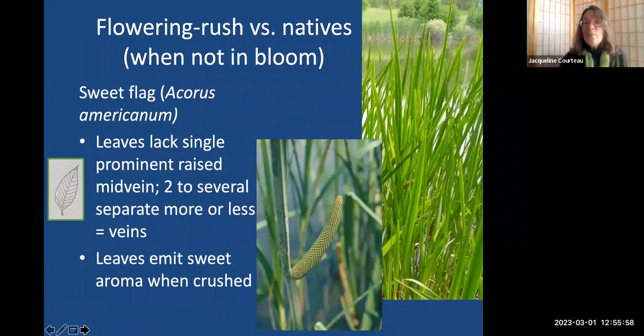Another native that you might confuse vegetatively, again, not when you see that really distinctive flower, but if you just see the vegetation, you might confuse it with sweet flag, Acorus americanus. But in Acorus, the leaves lack the prominent midvein and instead have 2 to several more or less prominent veins. So that's going to be a really key difference to look for with vegetation. And also it emits a really sweet smell when crushed.